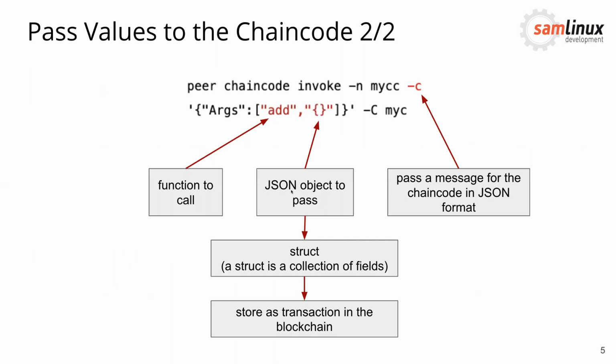So we will use a JSON object, and we pass the whole JSON object to the Chaincode. The C option, according to the documentation, says to pass a message for the Chaincode in the JSON format. So it's a JSON format, and we can pass this JSON object to the Chaincode, and in the Chaincode, we can define a struct to catch this, and then in the next step, the struct will be stored into the blockchain.